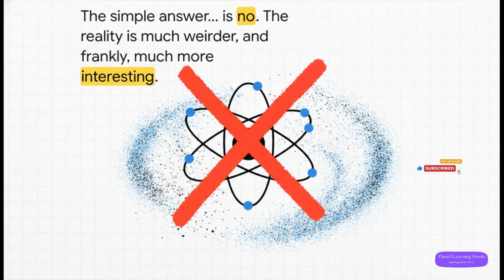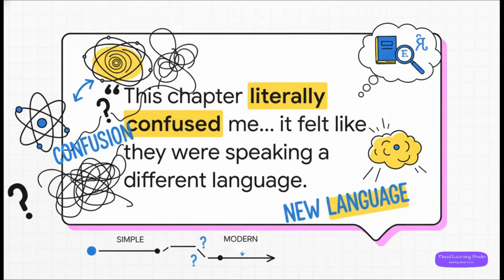So let's dig in and find out exactly why that old model had to go and what the mind-bending reality really is. Now look, if this whole topic has ever made your brain hurt, I promise you, you're in good company. This quote just nails it, right? Going from that simple little solar system model to what we know now, it really does feel like you're learning a whole new language, because in a way you are. But don't worry, stick with me. We'll figure it out together.